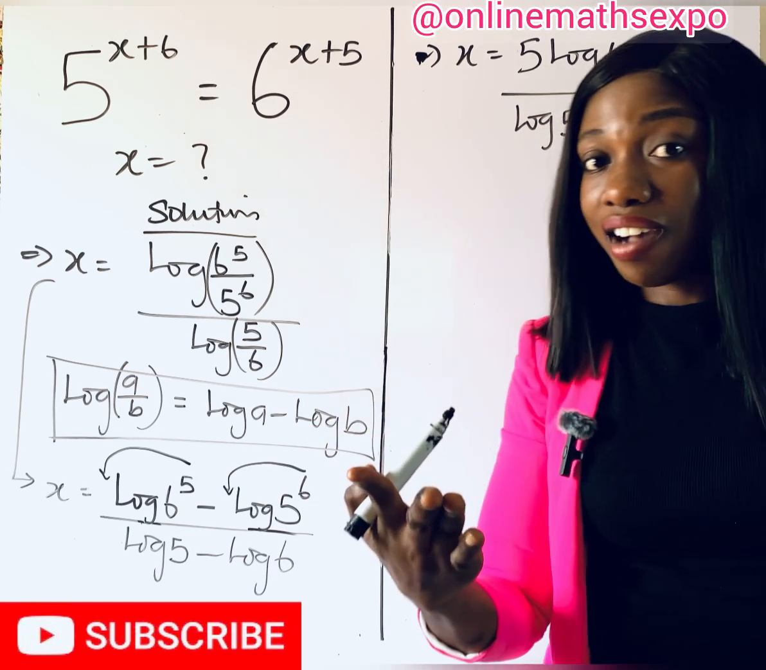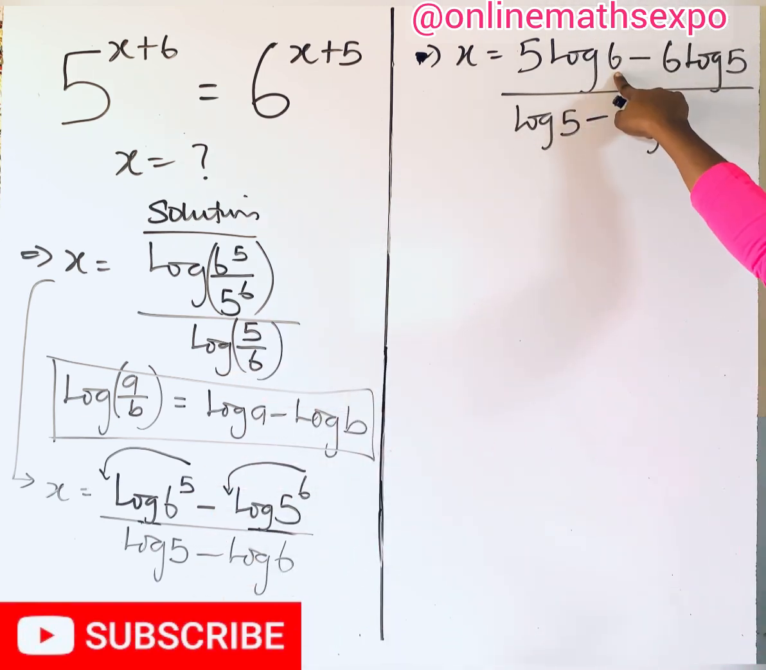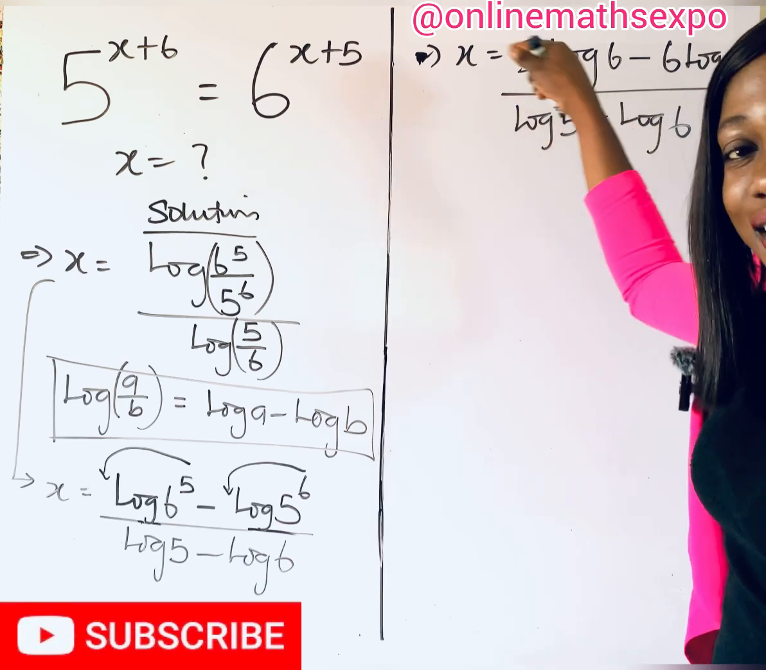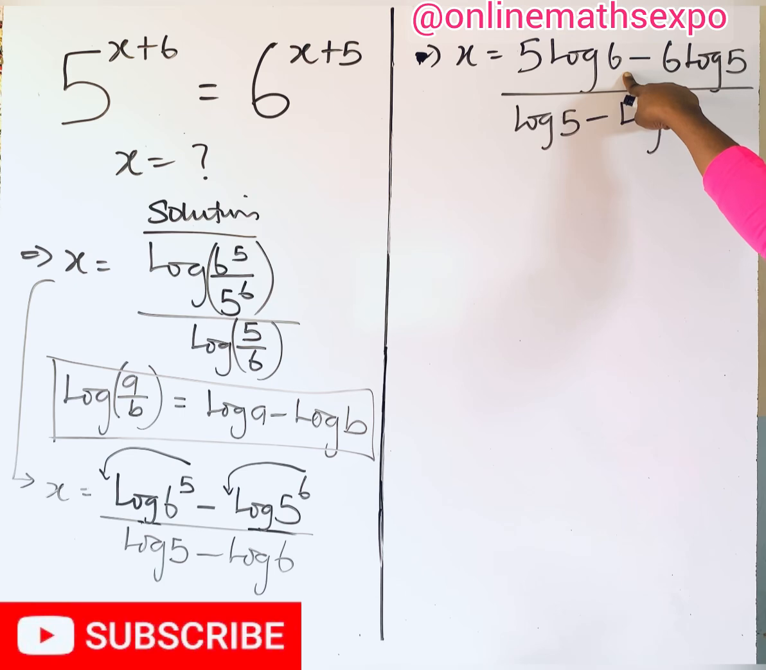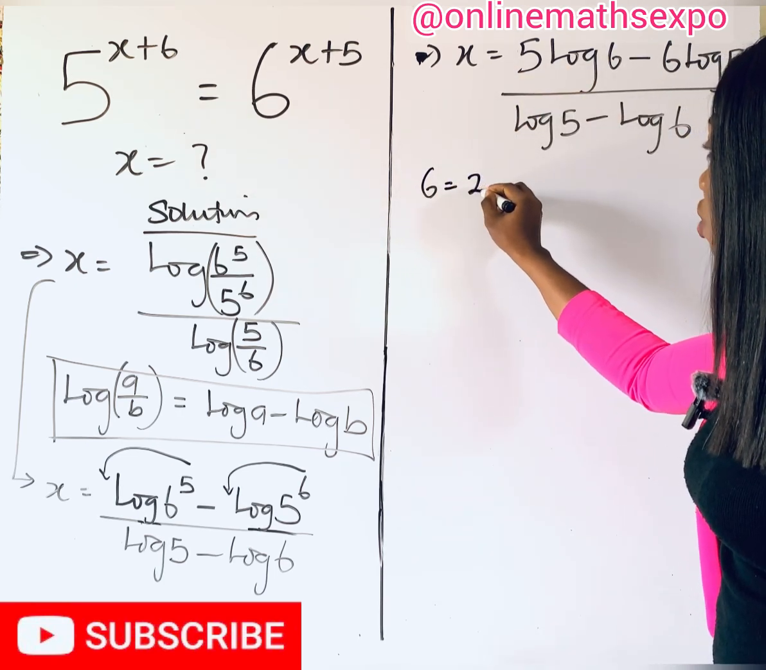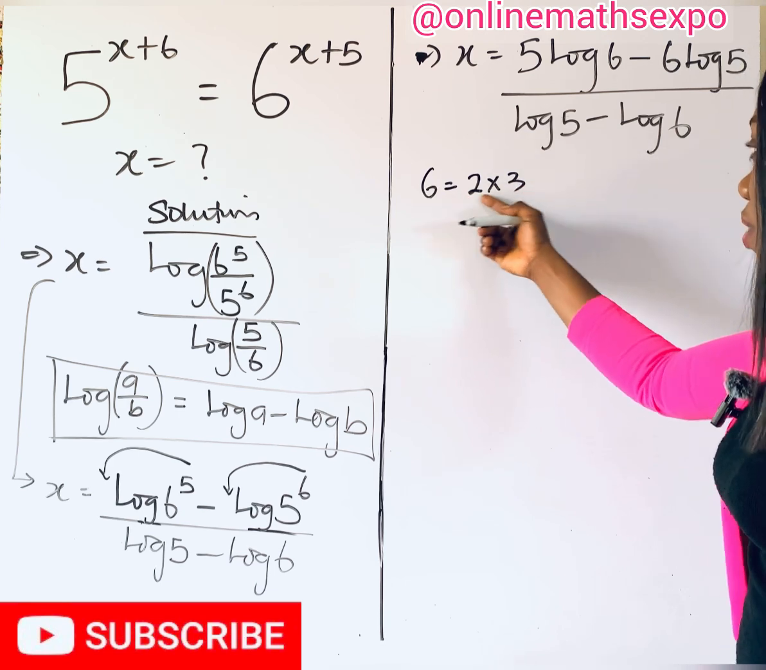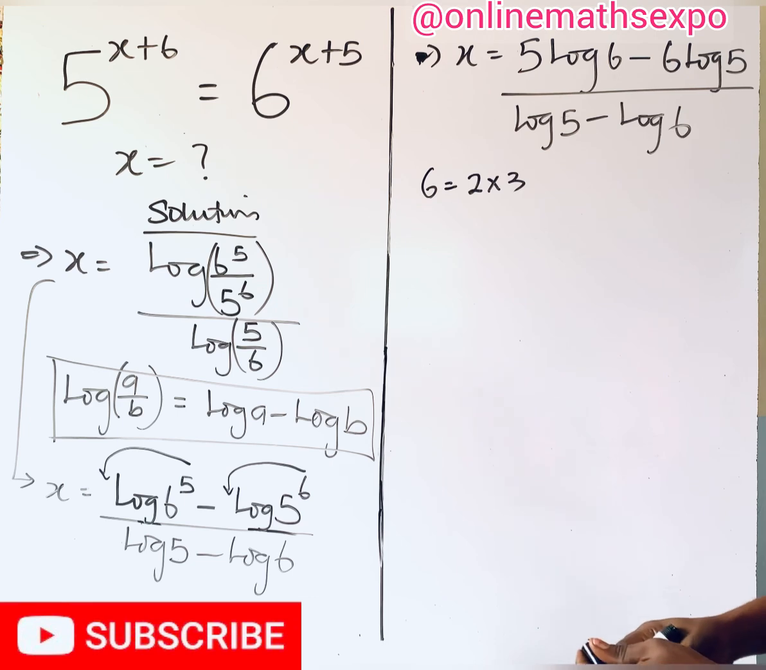But we cannot leave our answer like this, okay? You should simplify it because 6 is not the lowest form. It should be expressed as a prime number, okay? 6 is not yet prime. So what do you do? Remember that 6 is the same as 2 multiplied by 3. That is the prime multiplication of this number 6. Did you get it? So what do you do?